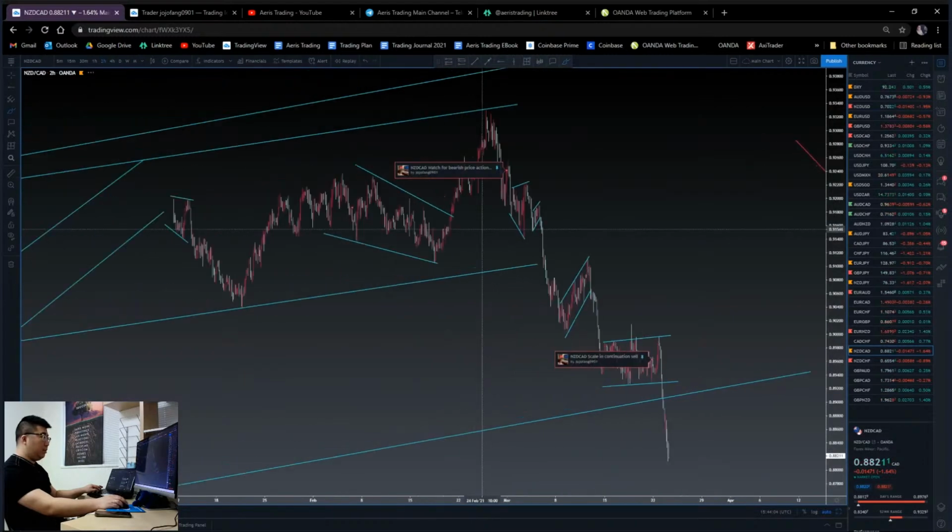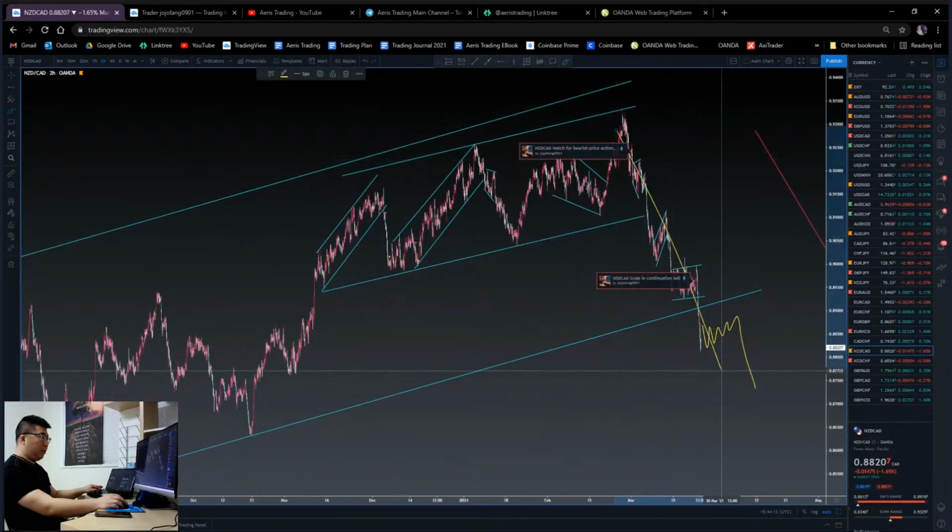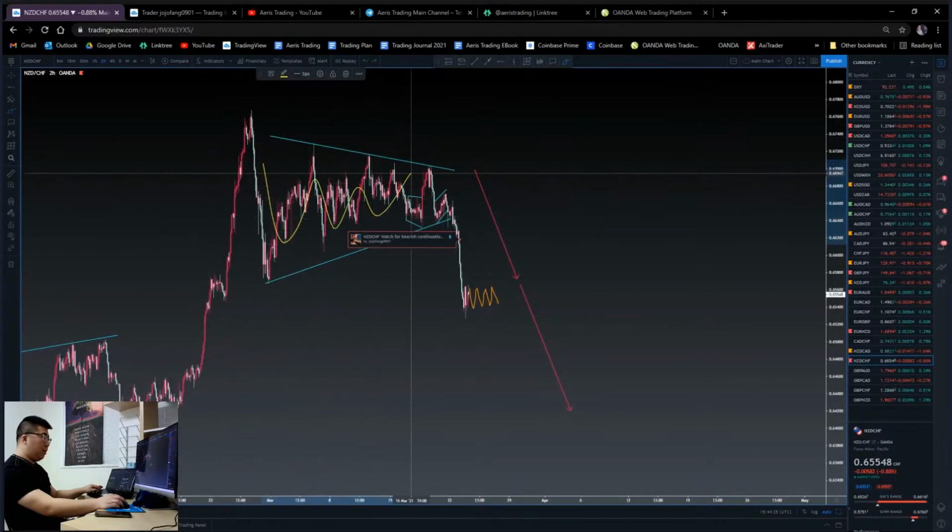Kiwi CAD has dropped quite a bit. Expect a correction here, right? We talked about this one for a while. This is the move that we talked about for the bearish move down. Now that we broke out of the higher time frame structure, look for lower time frame continuation. Euro Kiwi, break down from this wedge, not wedge, sorry, expanding structure, push down, looking for a continuation correction here to sell.